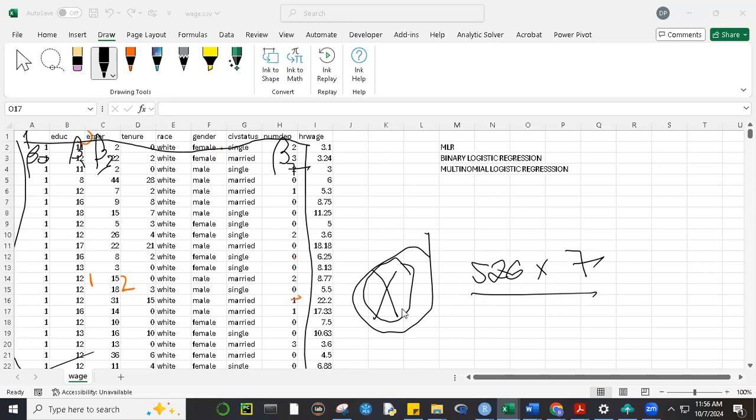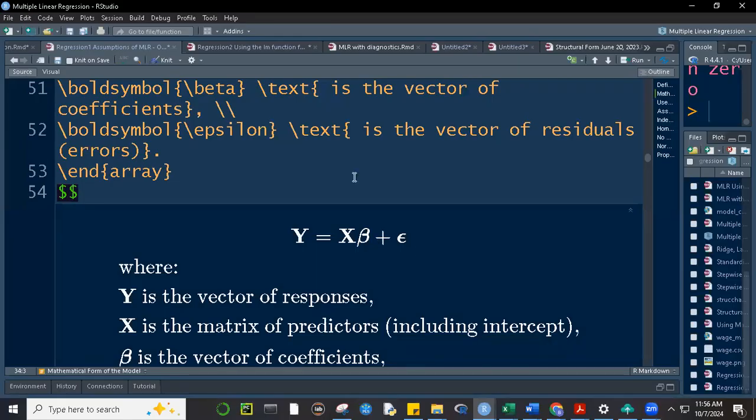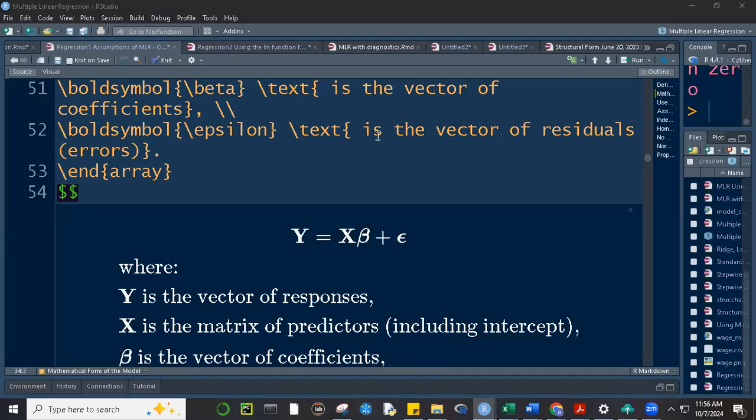526. So that's your matrix of predictors. And then let's look at our formula again, class. Let me escape this one. Okay, going back here in R. You can see here, class, this is your matrix of responses, or your dependent variable. Its size, number of rows, is 526. 526 rows by 1, just 1 column. And this X, class, earlier we were able to show that this is 526 rows of observations by 7.